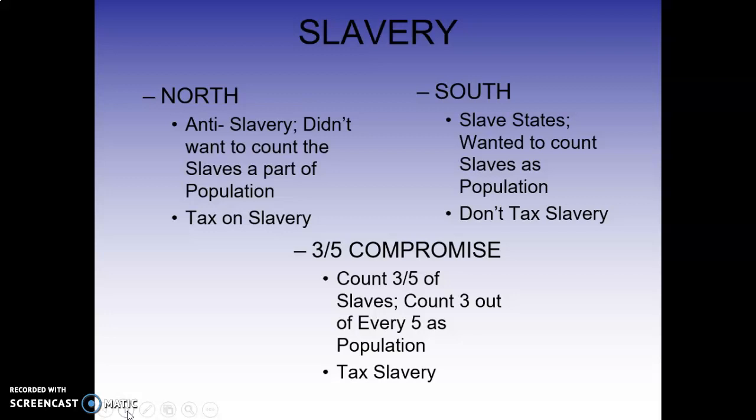So out of all of that, you get the 3/5 compromise. And the 3/5 compromise means that slaves would count 3/5 of the population. So you count every third, 1, 2, 3 count as the population, 4 and 5 do not count as the population. So Southerners, of course, do get a little more power in Congress here in the early days. And of course, the North gets that tax on slavery.